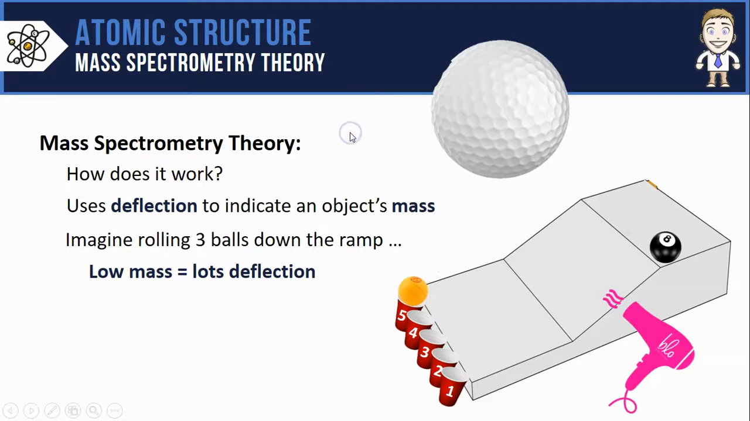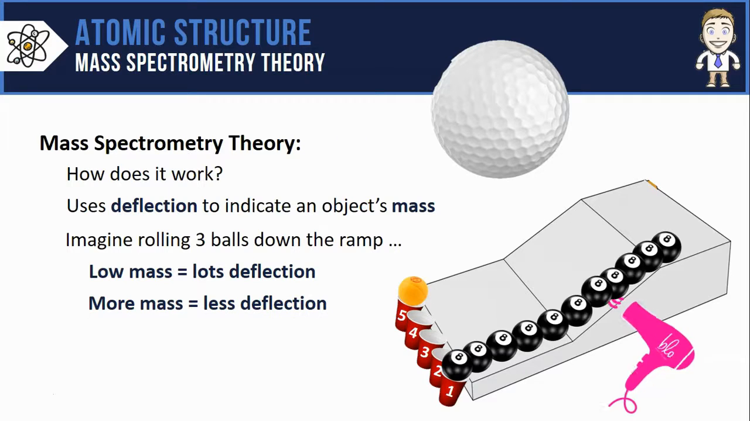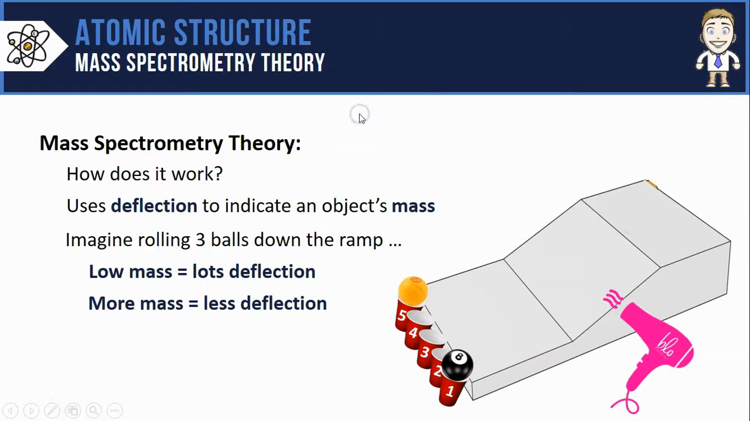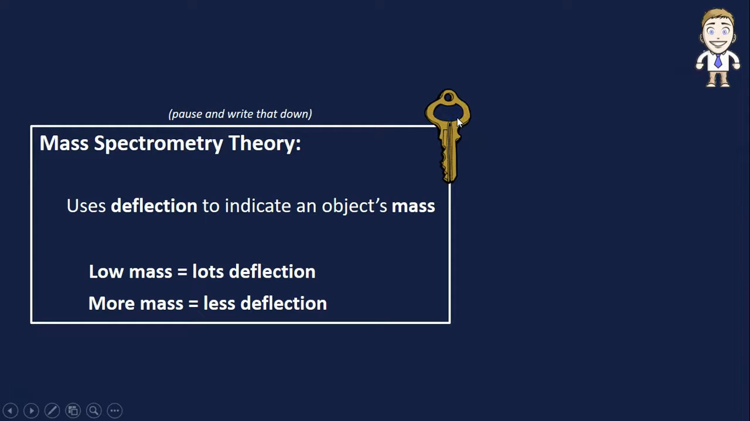Do the same thing with the 8 ball, and the 8 ball is much heavier, so it might not be deflected at all, at least not in any detectable way, by the hairdryer, and it exits in cup 1. The point again, the more mass an object has, the less deflection it will experience. Of course, if we did the same thing with the golf ball, it's going to be somewhere in between, maybe exiting in cup 3. So this is the simple principle that mass spectrometry uses.